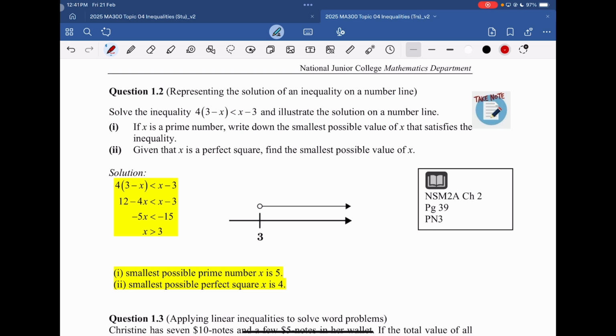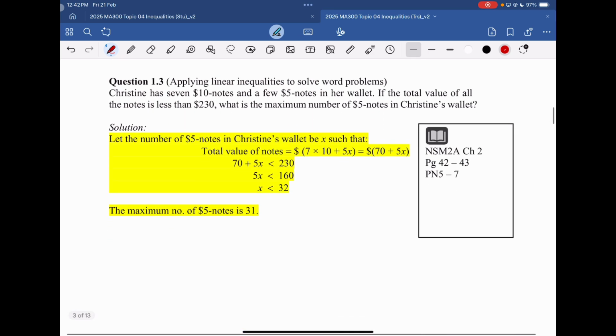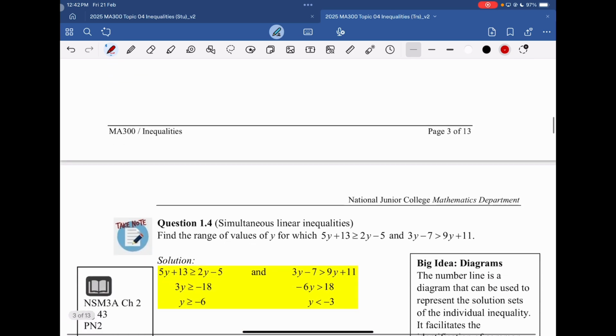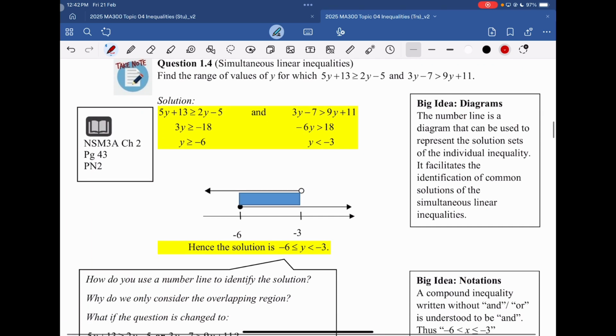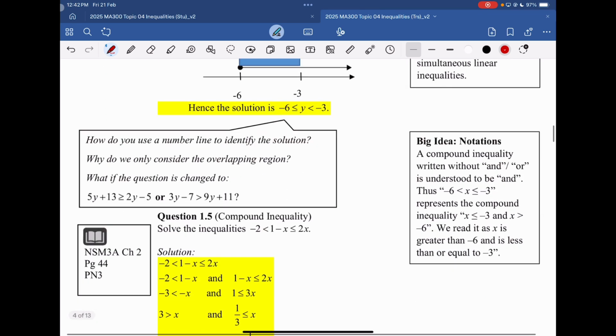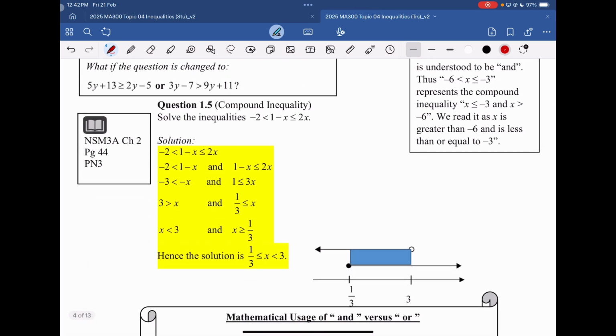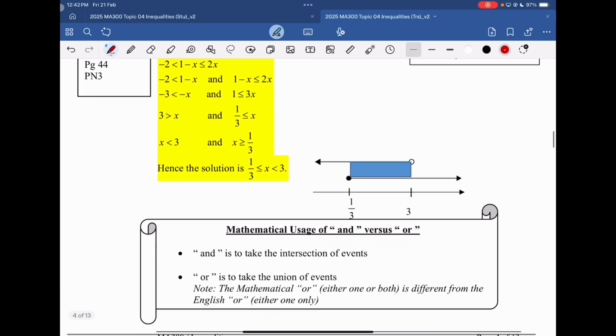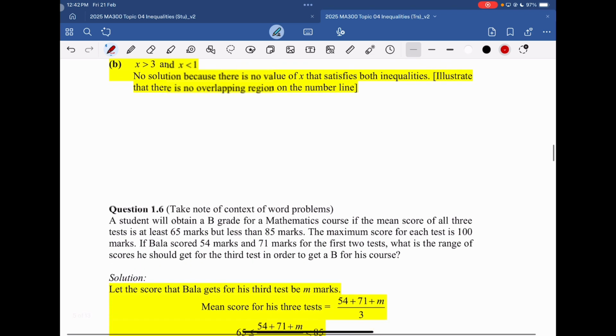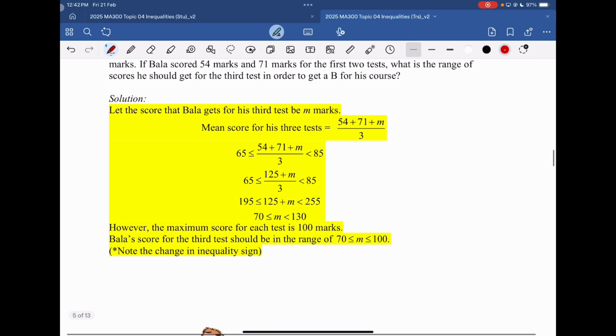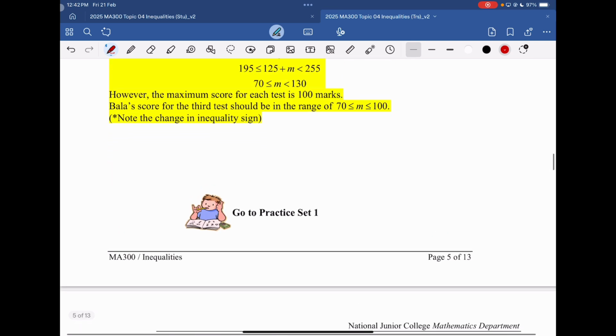This is question 1.1. Question 1.2, X more than 3. So the answer is 5. The answer is 4. Question 1.3, 31 $5 notes. Question 1.4, negative 6, y less than minus 3. Question 1.5, 1/3, x in 3. Question 1.6. Okay?